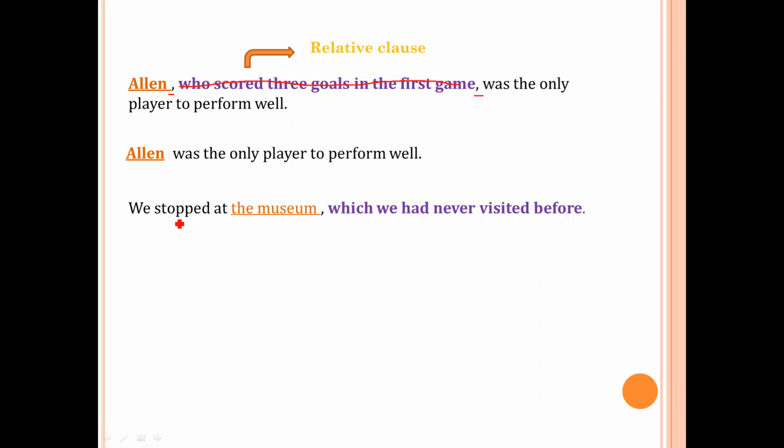We stopped at the museum which we had never visited before. We stopped at the museum. توقفنا عند المتحف والذي لم نزره من قبل. Now again I have a comma and I have a relative sentence in this one. But in the difference between this one and this one is that in this sentence actually the relative clause الجملة الموصولة جاءت في النهاية. أوكي. وسبقت بفاصلة واحدة. ولكن في الجملة الأولى الجملة الموصولة جاءت في الوسط وجاءت بين فاصلتين.